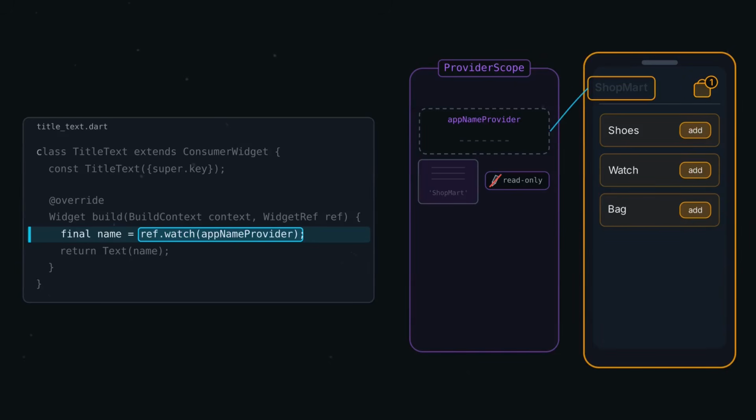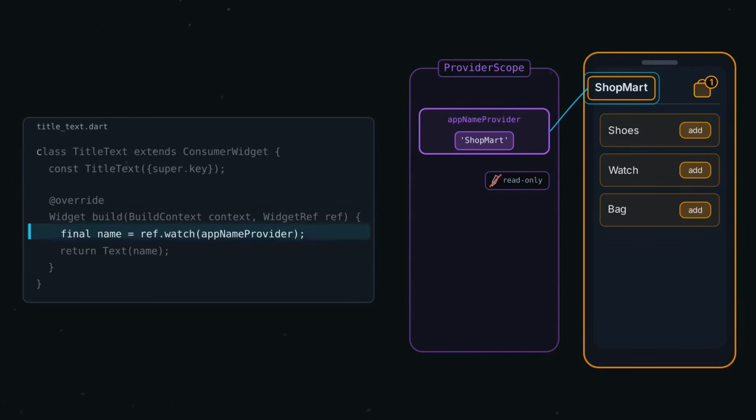Watch does 2 things at the same time. 1. It returns the current value, so name is ShopMart, and we drop it into a Text. 2. It subscribes this widget. If that value ever changes in the future, this widget rebuilds automatically. Notice what did not happen. No constructor carried this value. No parent passed it down. The widget asked for it, by name, and the moment this first read happened, that is when the provider finally ran its recipe, built the value, and stored it.